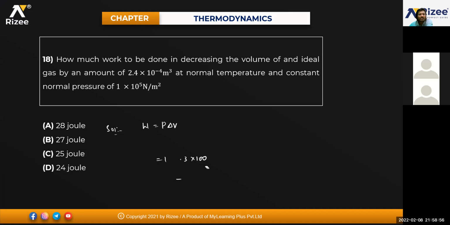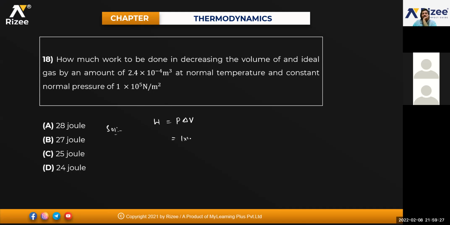Work done is given the data. How much work is to be done to decrease the volume of an ideal gas by an amount of 2.4 into 10 to the power of minus 4? That means I can use the relation work done will be equal to pressure into change in volume. He's asking work done only. So how much is the pressure given for me? Normal temperature and constant normal pressure. Okay, volume is given and pressure is given.